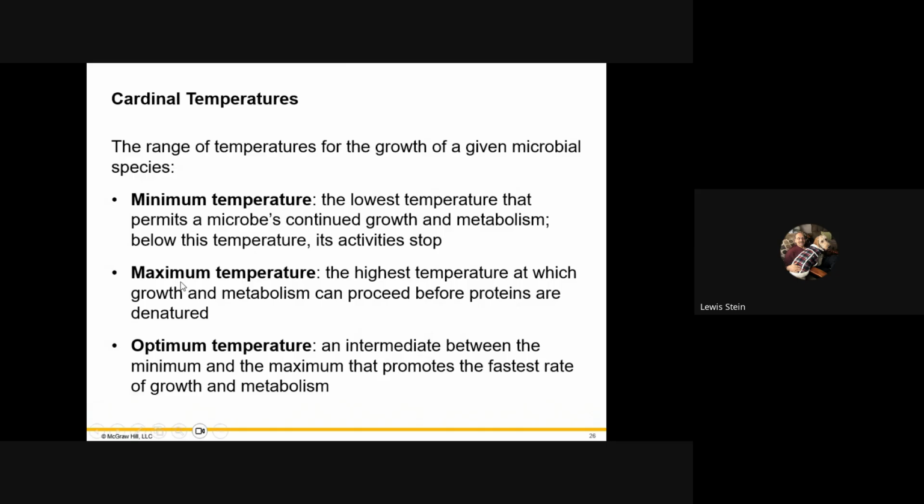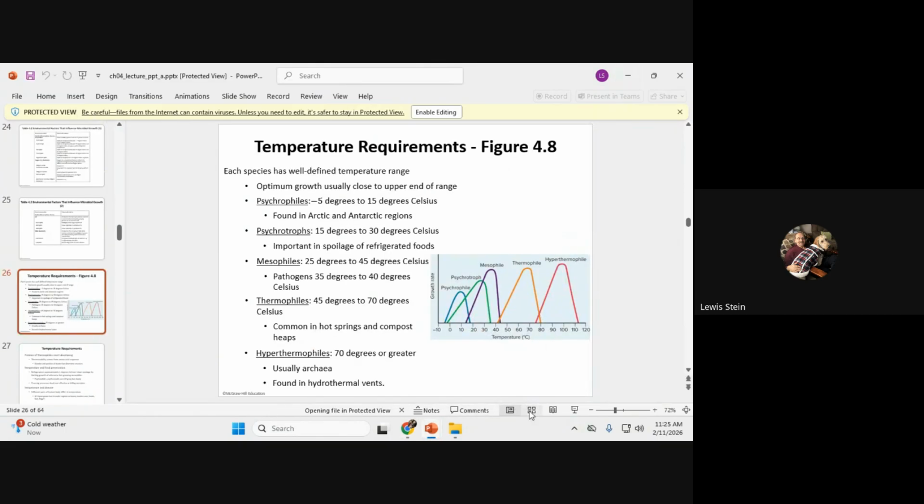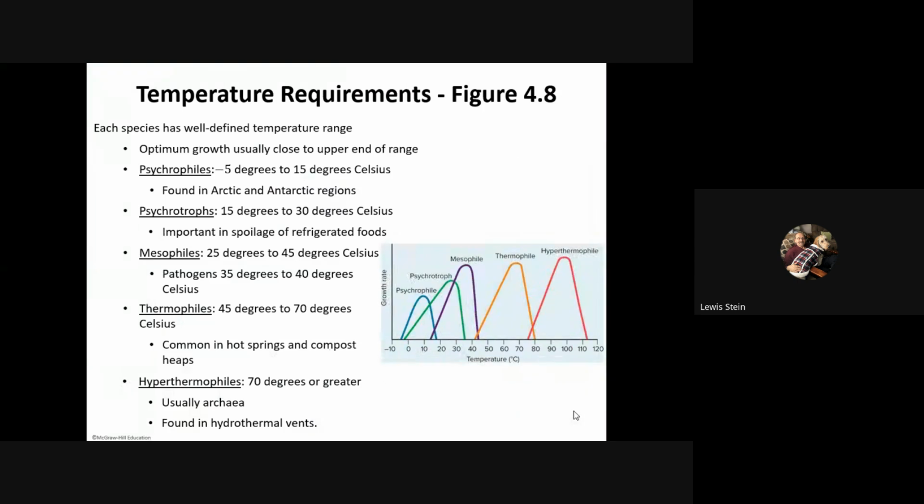So we have a minimum, a maximum, and an optimum temperature. This is why I tend to use the other PowerPoint just a little bit to emphasize the point, because this one doesn't show it as well. Here's what theirs looks like, and they have different classifications very concisely. The other PowerPoint kind of drones on like me. So the optimal growth is usually close to the upper end of the range. T optimal is close to T lethal.